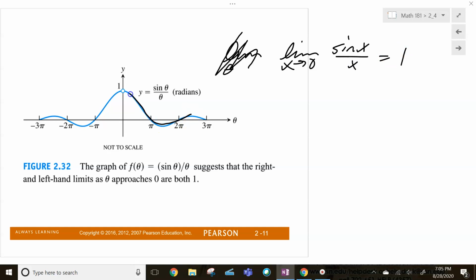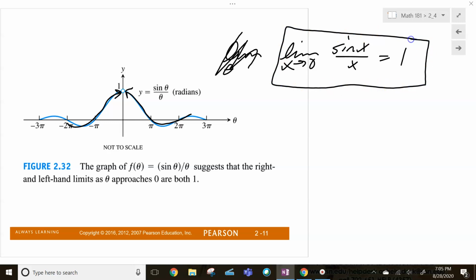You see how as we approach it from both sides here, the overall limit is 1, even though it's undefined, right? I can't put 0 in for x or 0 in for theta or whatever you're using here because I get a 0 on the bottom. And by the way, this is proved using the sandwich theorem. But keep this in mind. We can use this for applications and problems, algebraic approaches to finding some limits.